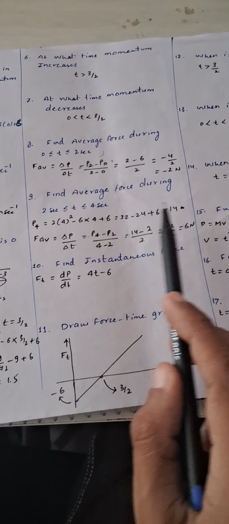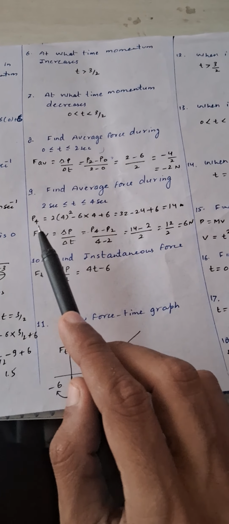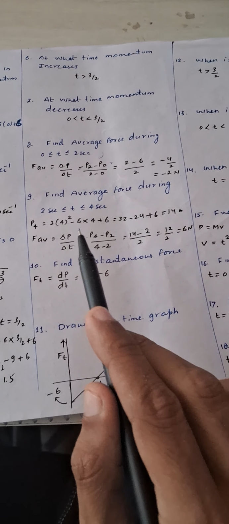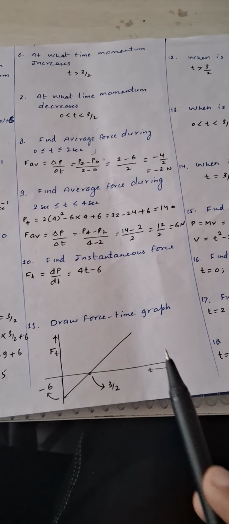Then we need to find average force during 2 second to 4 second. Using the same equation, we find momentum at t equal to 4, which comes out to be 14. So using the expression F average is delta P by delta t, which is P4 minus P2 by 4 minus 2, which is equal to 6 Newton.